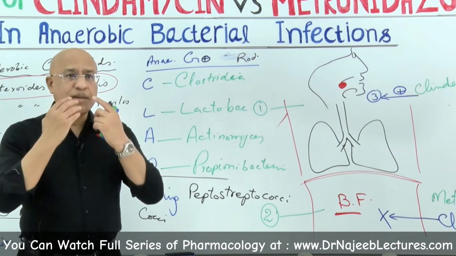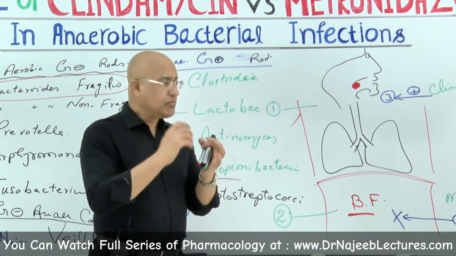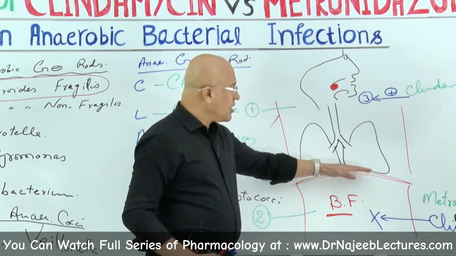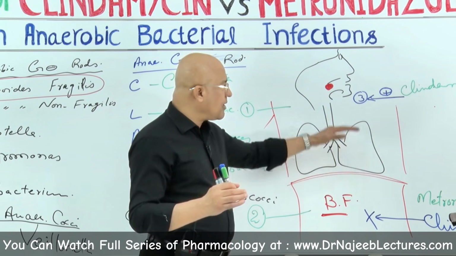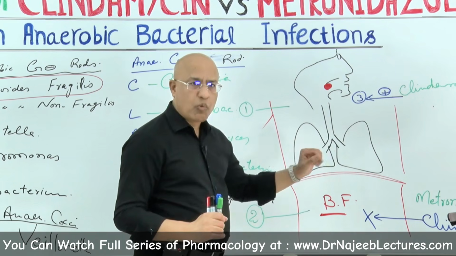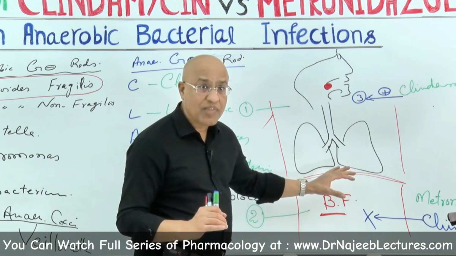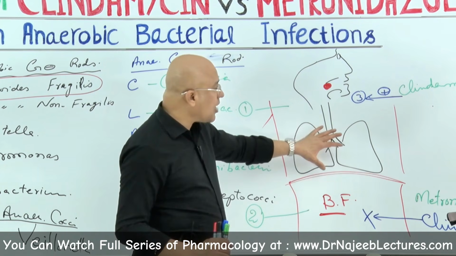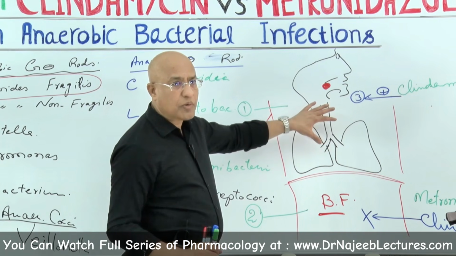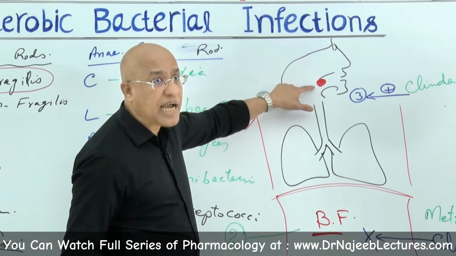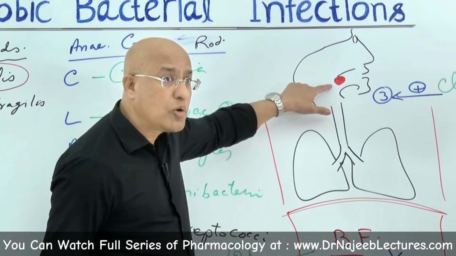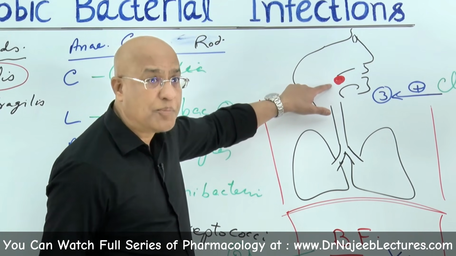For example, first of all, we divide anaerobic infections into above the diaphragm and below the diaphragm. Why is this distinction made? Actually, anaerobic infections above the diaphragm are mostly derived from oropharyngeal and aerobic microbiota.